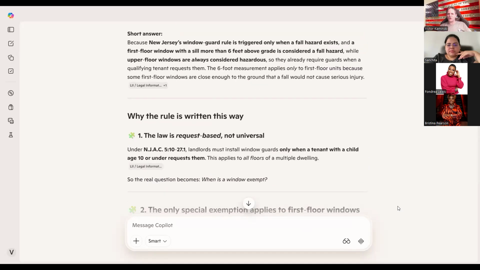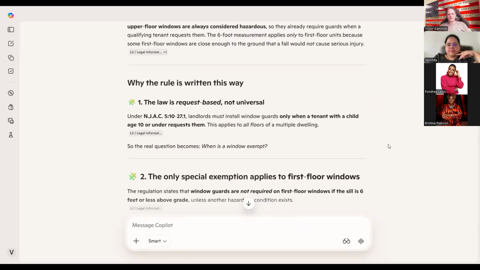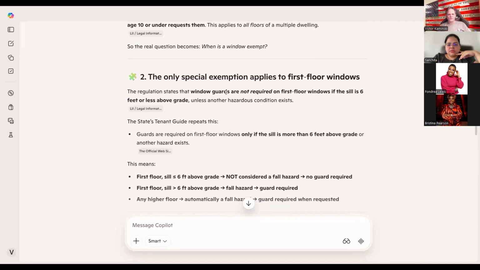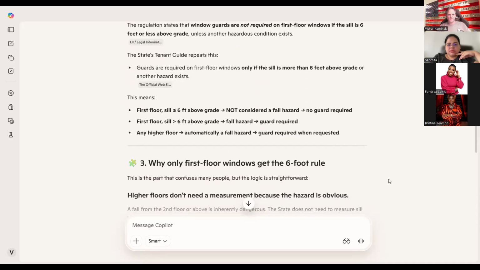Okay, so I guess because other floors automatically have them. So the question is, do the first floor units require them? Only if the sill is at least 6 feet above the ground, because that's when it would be a hazard. That's the answer. That makes a little more sense when it's explained like that. So the law is request based, not universal. The only special exemption applies to first floor units if the sill is above 6 feet above grade. Any higher floor is automatically a fall hazard. Guards are required when requested.